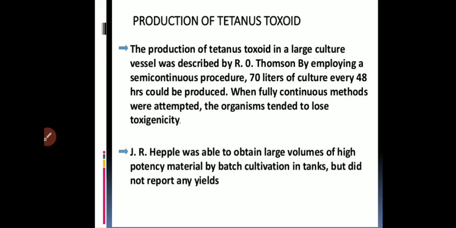They also tried the continuous method, and scientist J.R. Hipley tried to produce tetanus vaccine with the help of the batch cultivation method, but both these methods were not effective, or the production rate was much lower as compared to the semi-continuous procedure. So for the production of tetanus vaccine, mostly the semi-continuous fermentation technique is used.